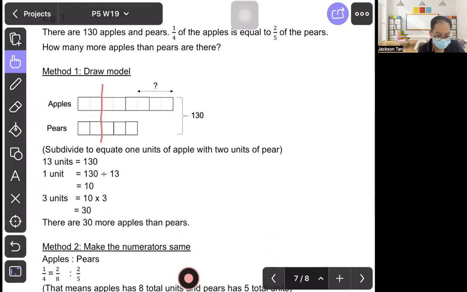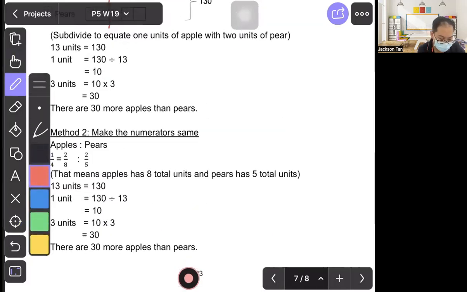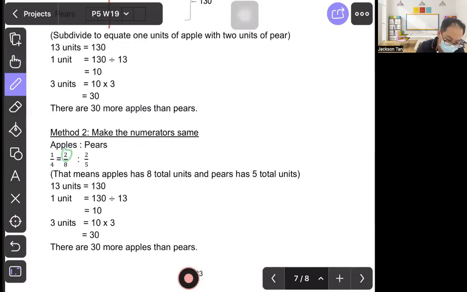Then they ask how many more apples than pears. So there are 30, and here the 3 units, so it's 30. Another fastest way is to use fraction. So since it says 1/4 is equal to 2/5, you make the numerator the same. So you see that now it's 2 units, 2 units, numerator is the same. That means that apple has 8 units in total and pears have 5 units in total. And together, 13 units is 130 fruits. 1 unit is 10, 3 units is 30.